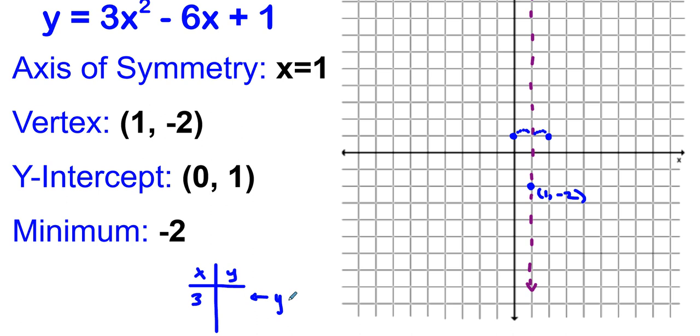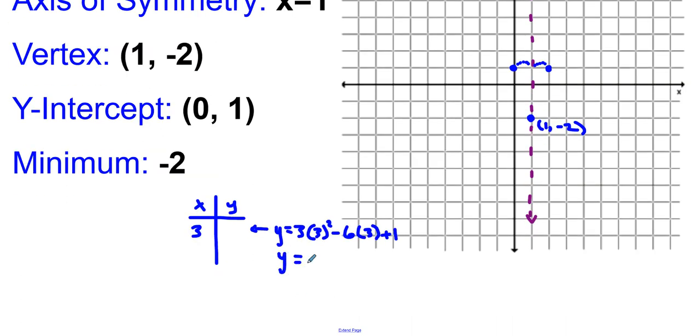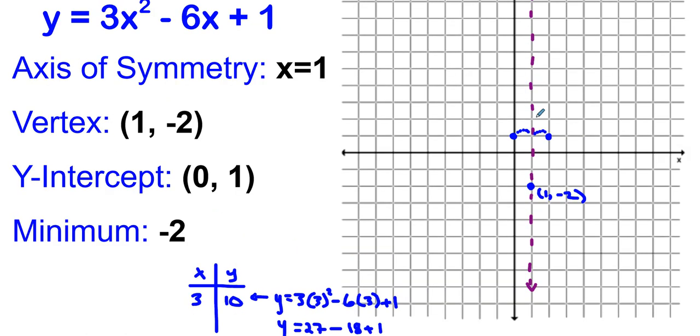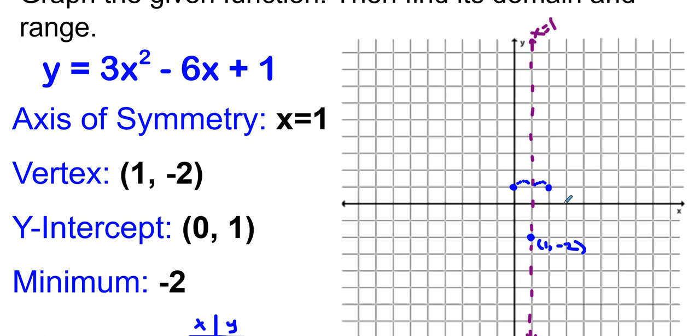I'm plugging in 3. y equals 3 times 3 squared minus 6 times 3 plus 1. And I get 3 squared is 9, times 3 is 27. Minus 6 times 3 is 18, plus 1. 27 minus 18 is 9. And 9 plus 1 is 10. So I get out 10. So 3, 10. 1, 2, 3, 4, 5, 6, 7, 8, 9, 10. At the very top of my graph here, 3, 10.